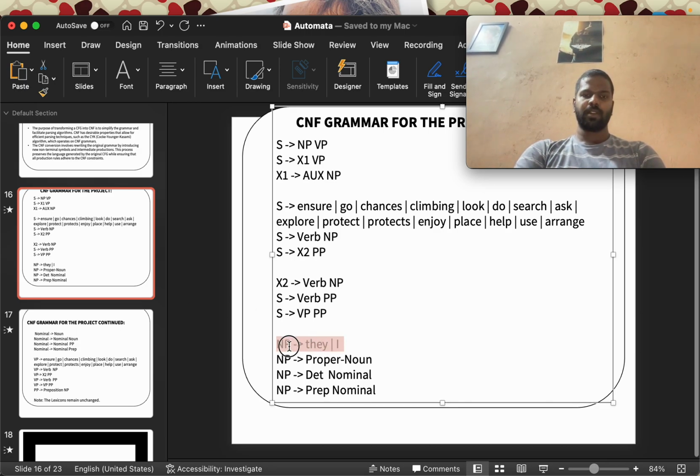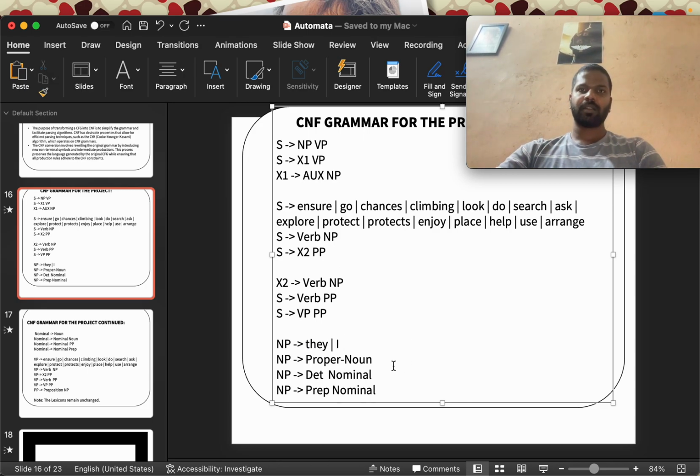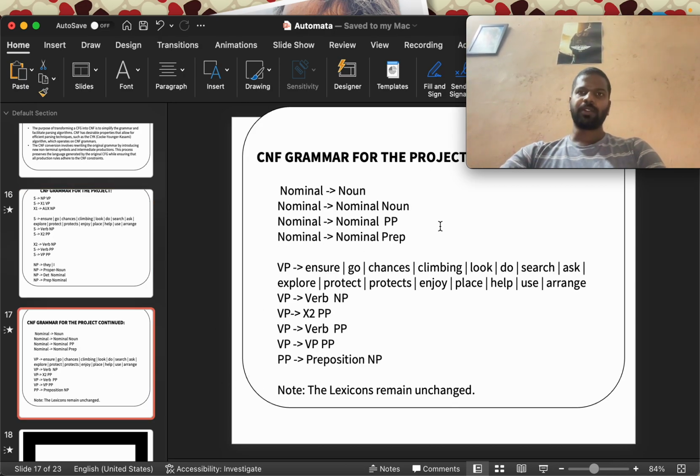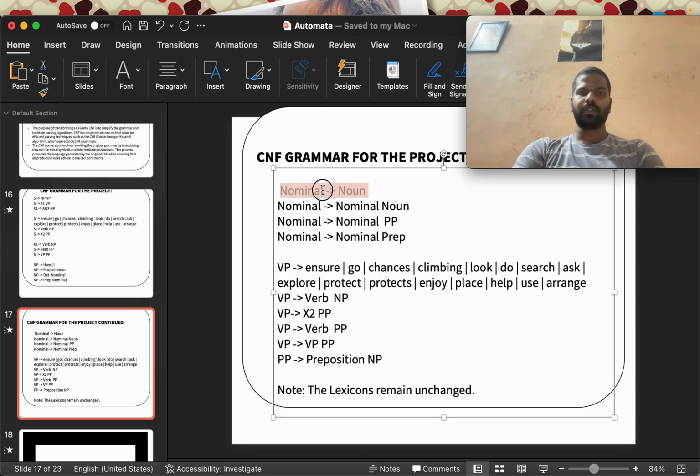These are all the noun phrases, they and I. This rule represents pronouns they and I that can be used as noun phrases. And the second one allows for the inclusion of a prepositional phrase, that is a prepositional nominal, within a noun phrase. This rule states that a noun phrase can consist of a determiner followed by a noun. Here, the nominal: this rule indicates that a nominal can consist of a single noun, and again the nominal is a combination of multiple nouns to form a nominal.